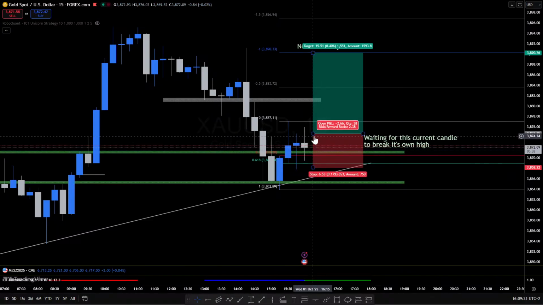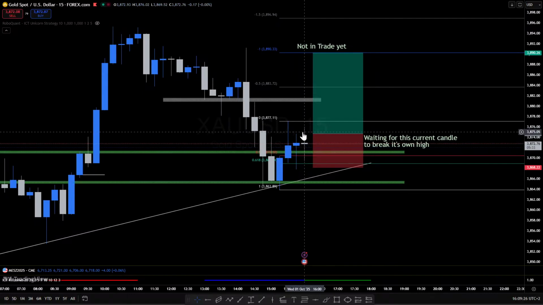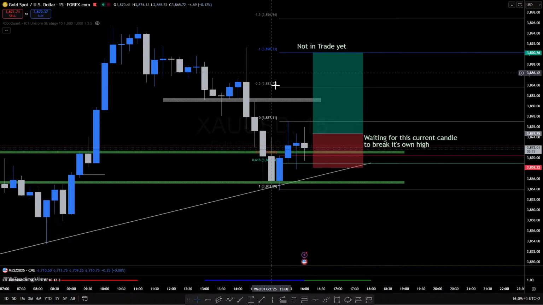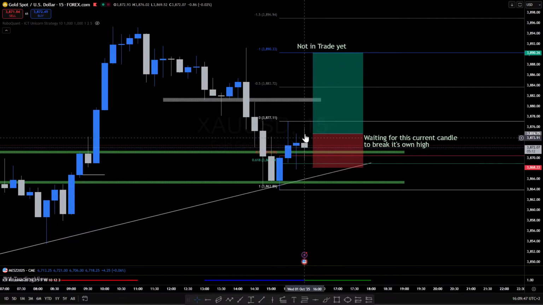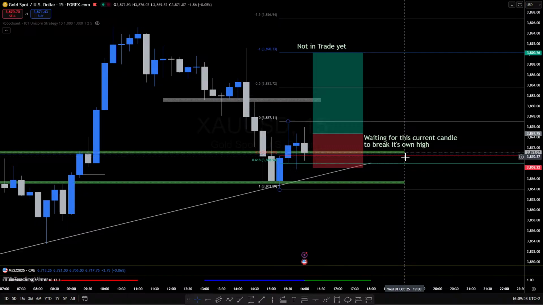Again, the point of drawing, like breaking this high, it will be the 4 hour high. So if this candle could break its own high, probably it could be searching for filling this wick around here. So if it doesn't want to go up, it will not need to break this high. The candle is about 6 minutes. Let's see how it will work.